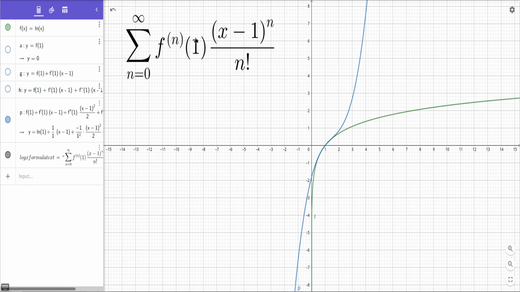So this 1 means it's centered at 1. If you change this to c, it can be centered anywhere you want. If you let c equal 0, then this just becomes x to the n. This is the exact Maclaurin formula we had earlier. So this is the general formula for a Taylor series. So yeah, Taylor series is just approximating a function using a polynomial.